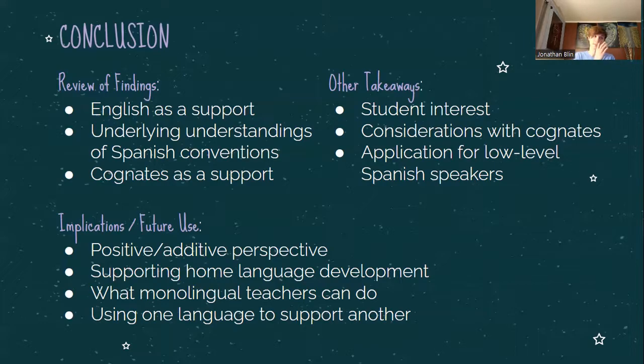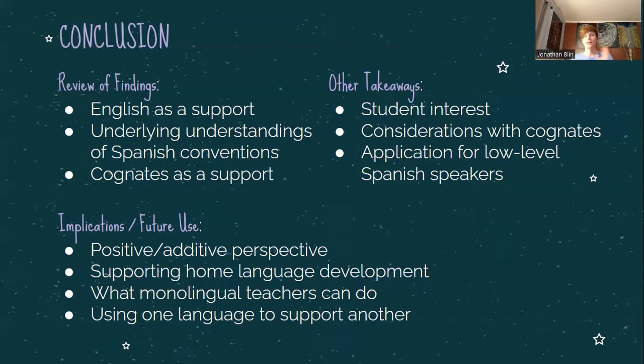Then the second point, supporting home language development. This activity directly did that by having students read in their home language. And then you might be wondering, what can monolingual teachers do? Monolingual teachers, you don't have to speak the language of your student. Even bilingual teachers, if you don't speak the language of your student, you can have them do an activity in that language to read in that language, if they know how to do that, or have them write in that language as a starting point. That can be really helpful.